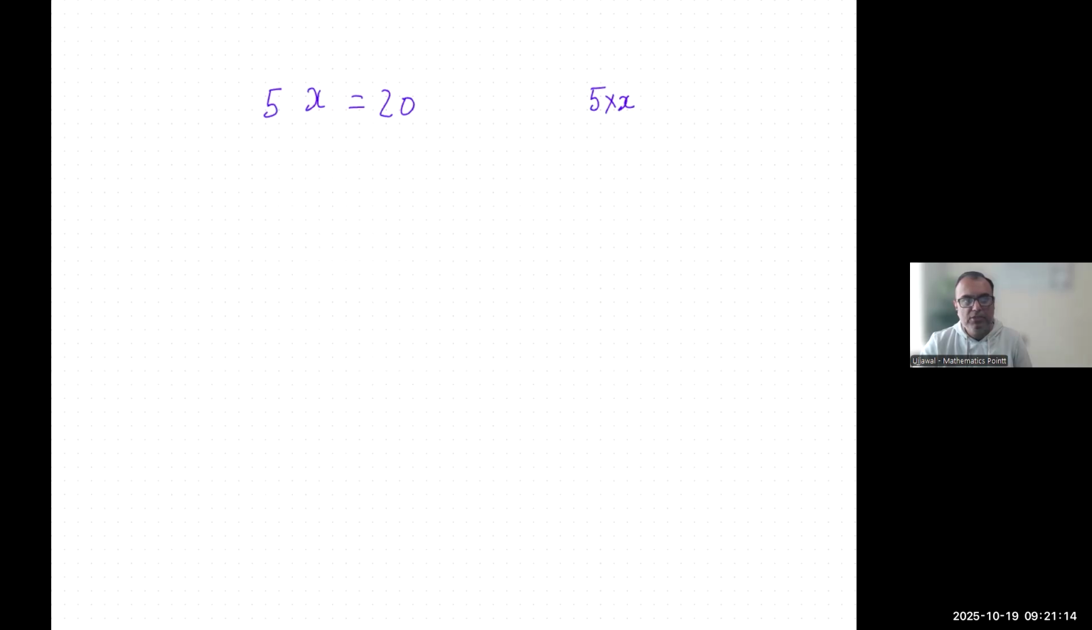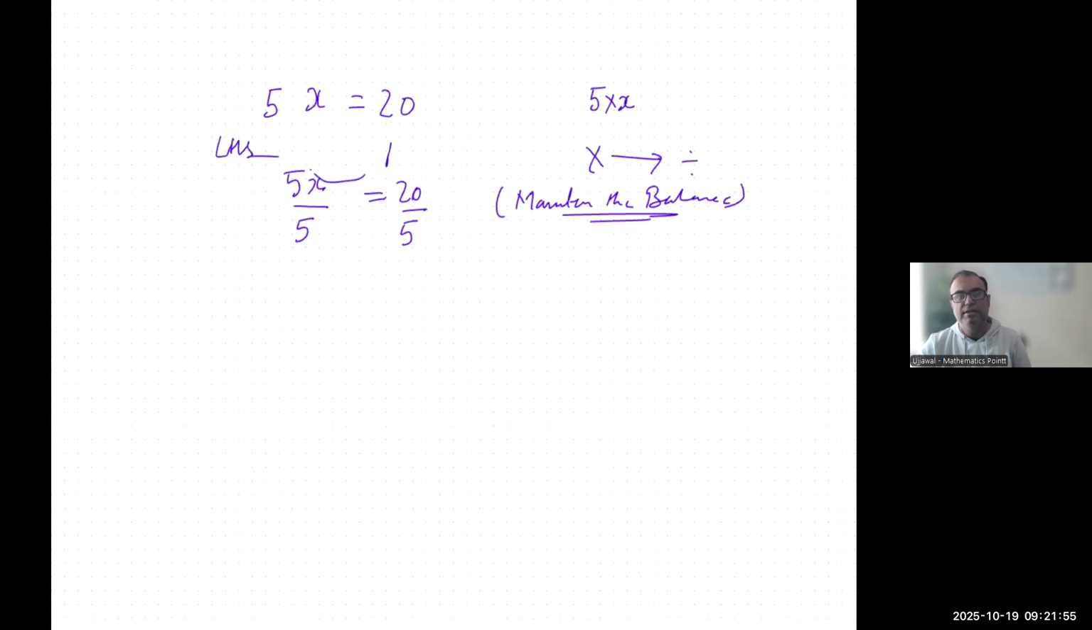So multiplication has an inverse operation of division. So I will say 5x divided by 5 on both the sides. But a quick question, why are we doing it on both the sides? I told you at the start, we need to maintain the balance between left hand side and right hand side. So that's the reason that whatever is happening on the left hand side has to happen on the right hand side as well.